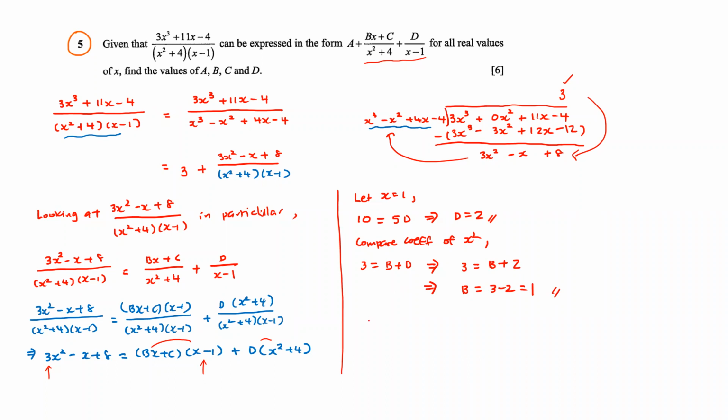Next, let's compare another value on left and right hand side. Let's consider constants. So comparing constants. On the left hand side, we have 8. On the right hand side, we have negative c plus 4d. So therefore, we could say that 8 is equals to negative c plus 4 multiplied by 2. So 8 equals to negative c plus 8, and therefore c is equals to 0.